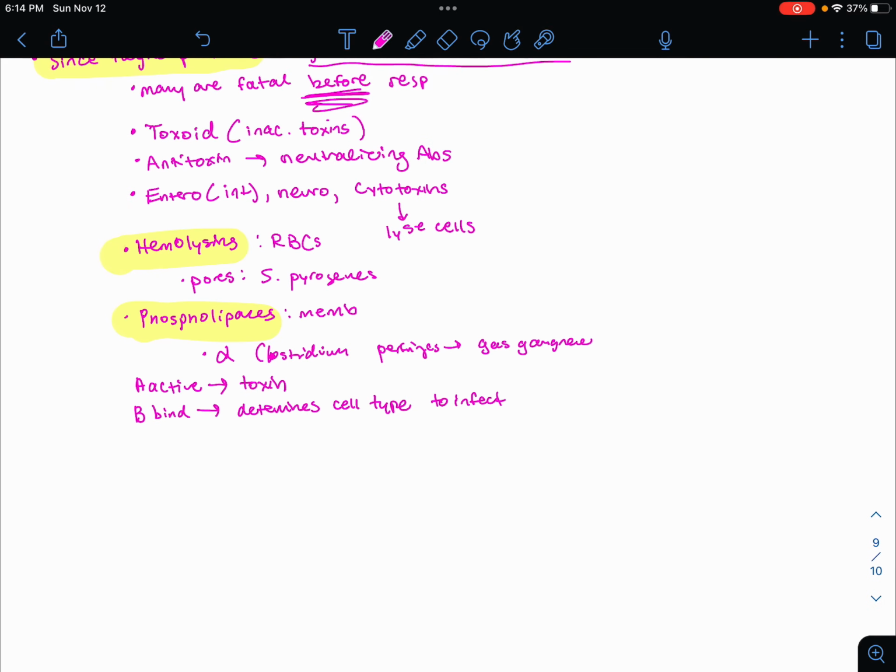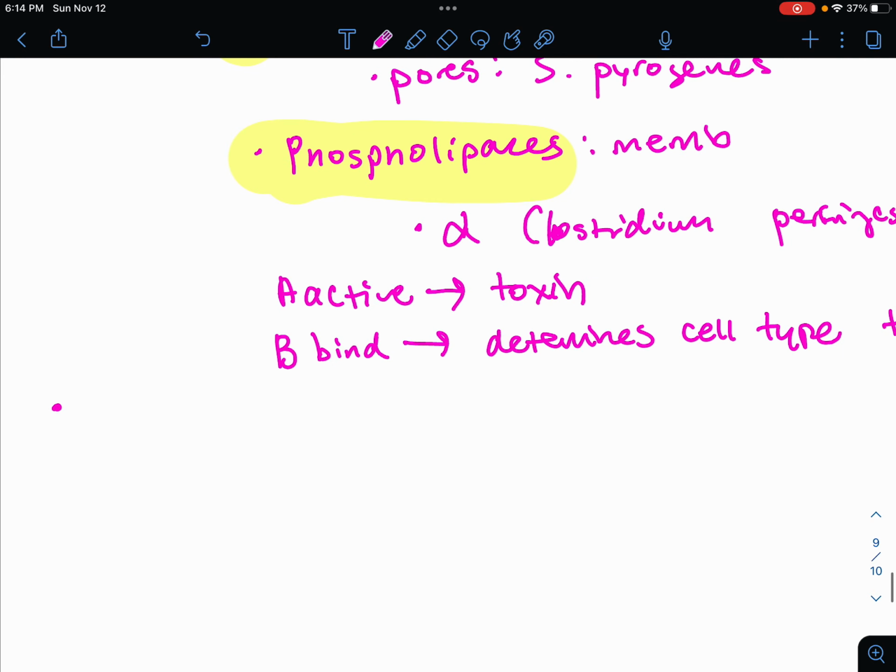All exotoxins have that. A superantigen, this is a type of exotoxin, I think. I don't really know for sure because of the placing of the slide, it's kind of smack dab in the middle of this section, but let's go over it.